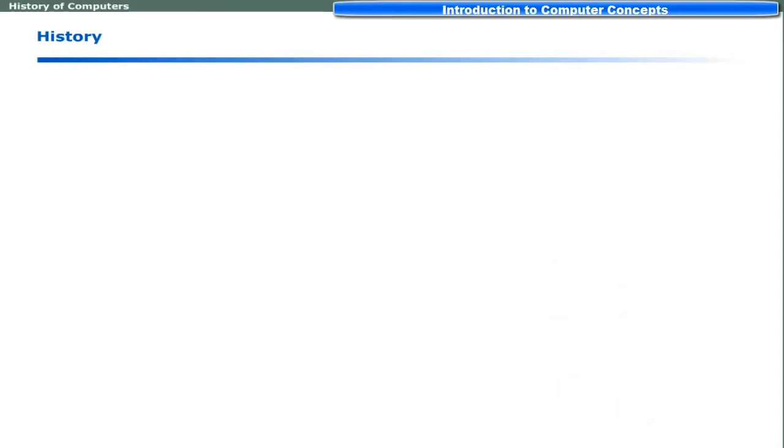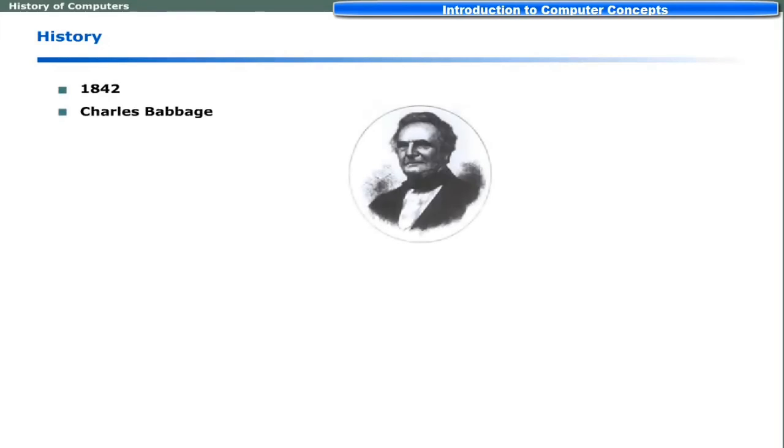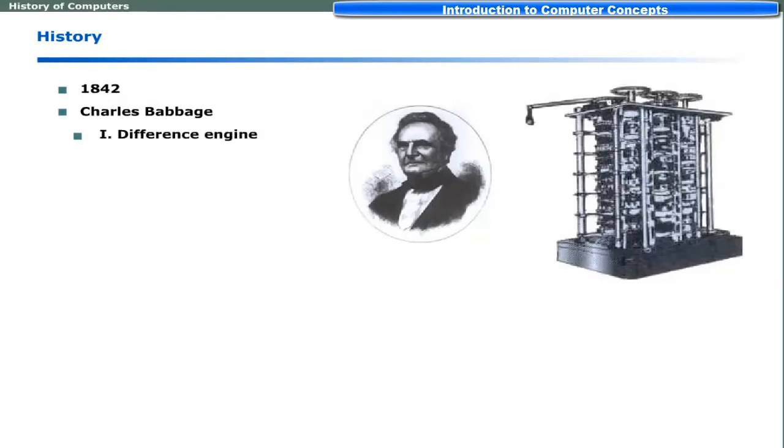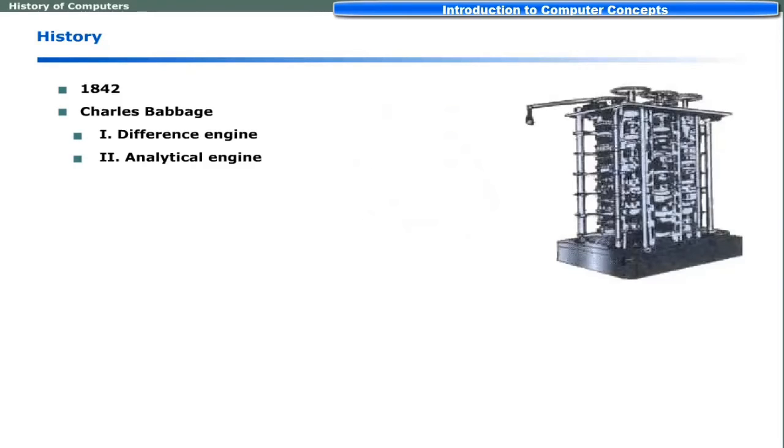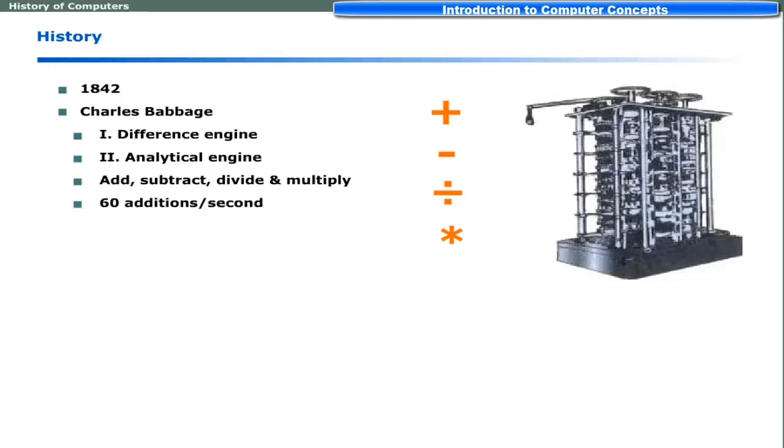Efforts were made by different scientists across the world, and in 1842 Charles Babbage introduced difference engine and then an analytical engine. It was a general purpose computer that could add, subtract, divide and multiply in automatic sequence. Its average speed was 60 additions per second.